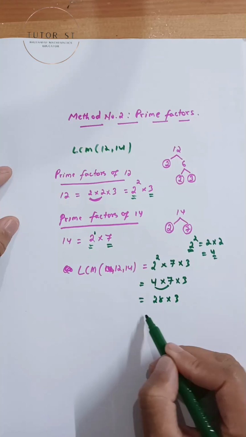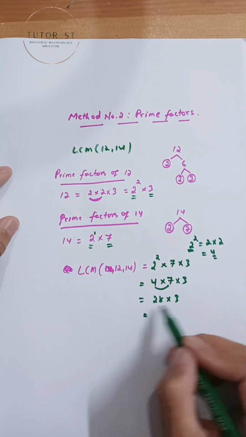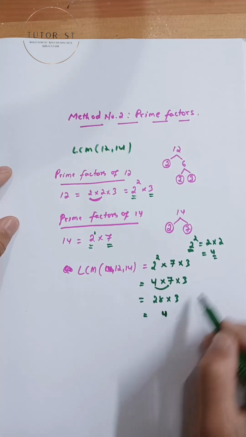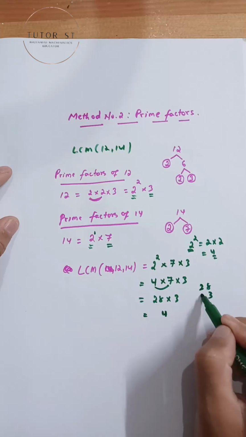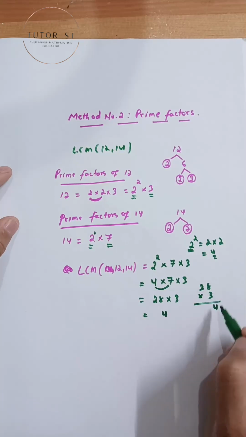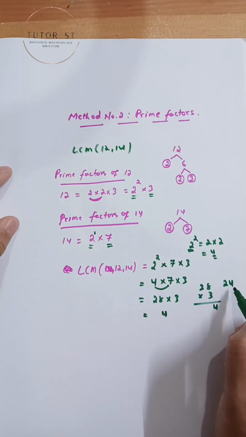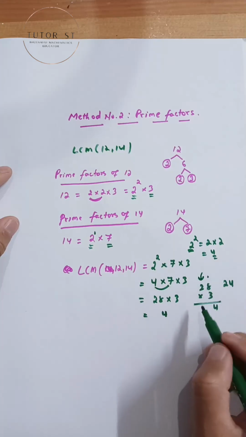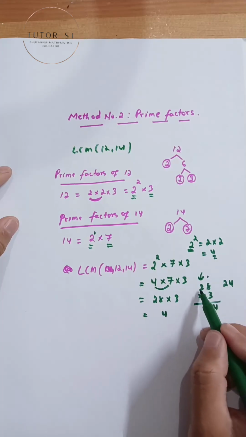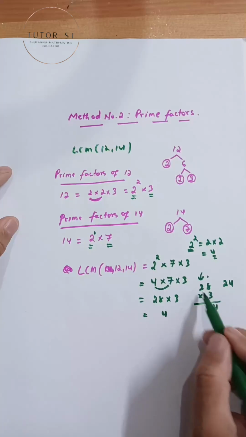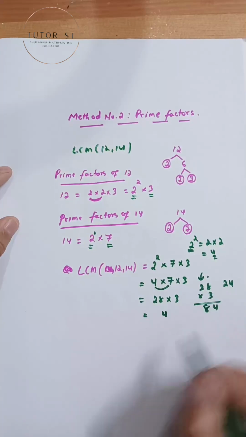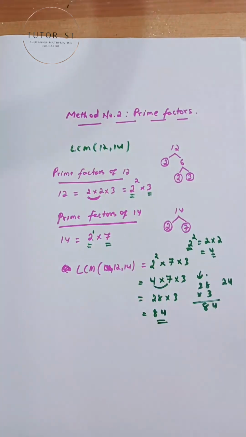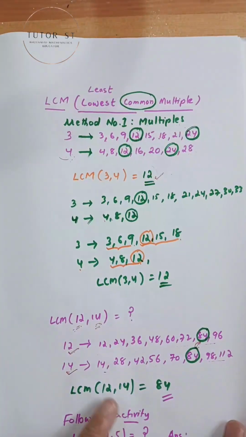28 times 3. What do we get? 3 times 8 is 24. So out of these 2 digits, 2 will carry over, and then this will get added to the product from here. 3 times 2 is 6. 6 plus 2 will give you 8. And therefore your LCM is 84. And we got the same answer as we got out here.